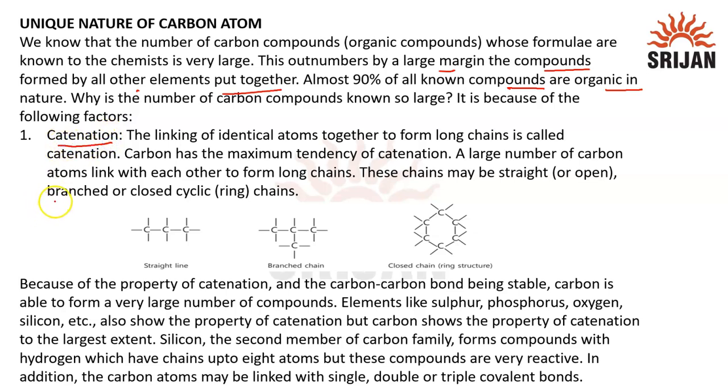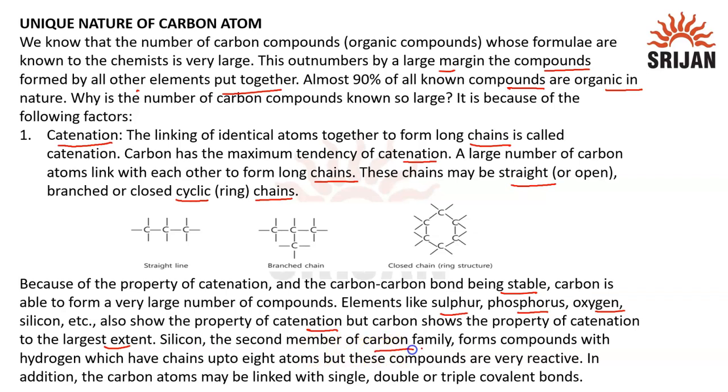First is catenation. Catenation means linking of identical atoms together to form long chains. Carbon has the maximum tendency of catenation. A large number of carbon atoms link with each other to form long chains. These may be straight chains, branched chains or cyclic chains. Because of this property of catenation and the carbon-carbon bond being stable, carbon is able to form a very large number of compounds. Elements like sulfur, phosphorus, oxygen and silicon also show the property of catenation, but less than carbon, which shows it to the largest extent.